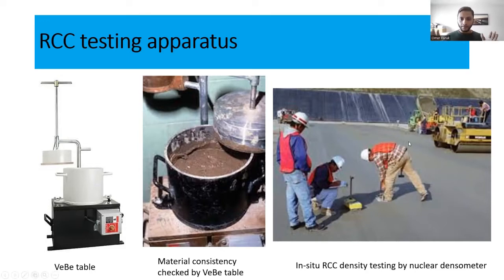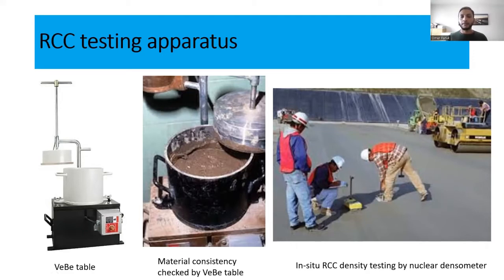Another thing is that once we place the roller compacted concrete, after the truck, you see on the right side of the slide, there's a dump truck dumping the material on the placement. There's a roller ready to roll that, meaning compact that. After the compaction, the quality control team comes to site, and they use this device, the yellow box with a rod, called a nuclear densometer. It is used to test the in-situ density. We use it in roads for gravel, granular placement. We can use a similar strategy for checking the in-situ density of the roller compacted concrete.